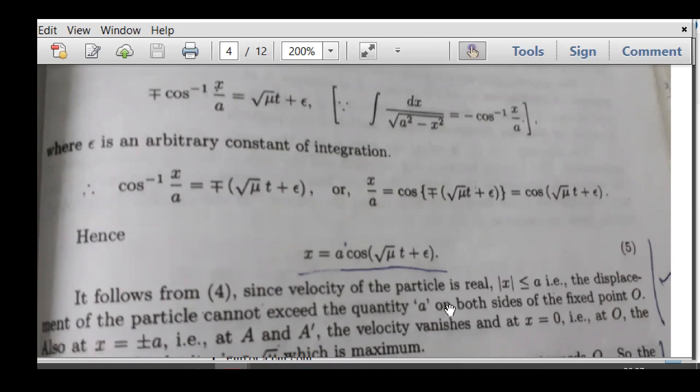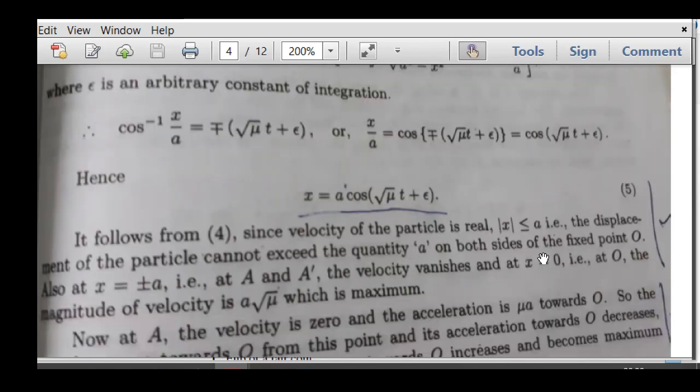The distance of the particle cannot exceed the quantity a, on both sides of the fixed point. So at x equals plus minus a, for plus a you are getting A, and for minus a, that means x at the negative coordinate, you are getting A dash. And at this point, what will be your value of dx/dt? The velocity vanishes at these 2 points. As I said, it will momentarily come to halt or momentarily come to rest. Rest means there is no velocity, that means dx/dt is 0. When will it come to rest? At A and A dash. The velocity vanishes, and at x equals 0, the magnitude of the velocity is a root mu, which is maximum.